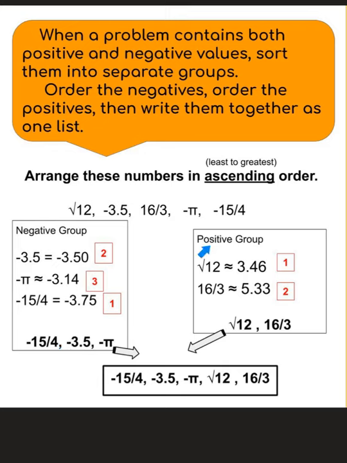Then I went ahead and organized my positive group, converted my values into decimals, again approximating, rounding to the hundredths place. Put those in order here, and then took my negative values and connected it with my positive values. Now all of my numbers are in order from least to greatest.